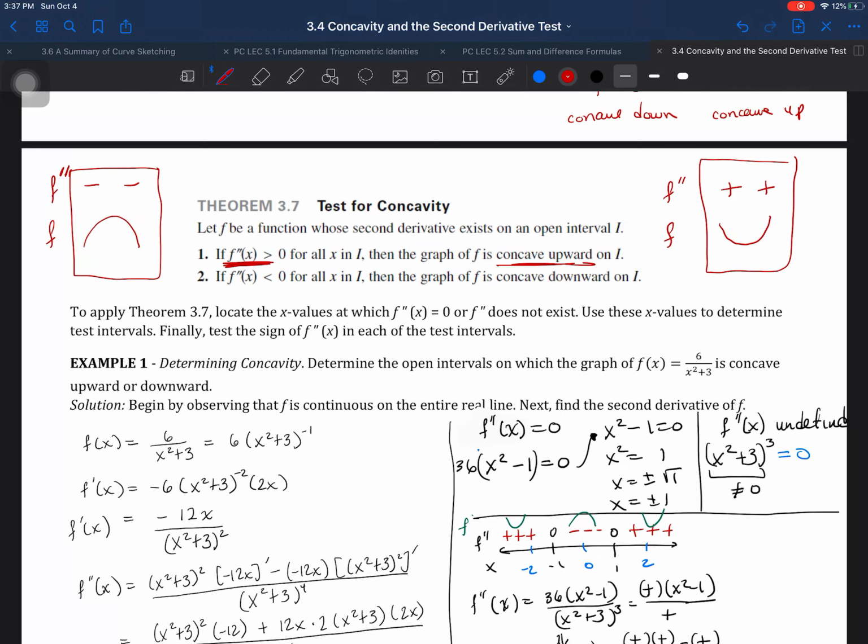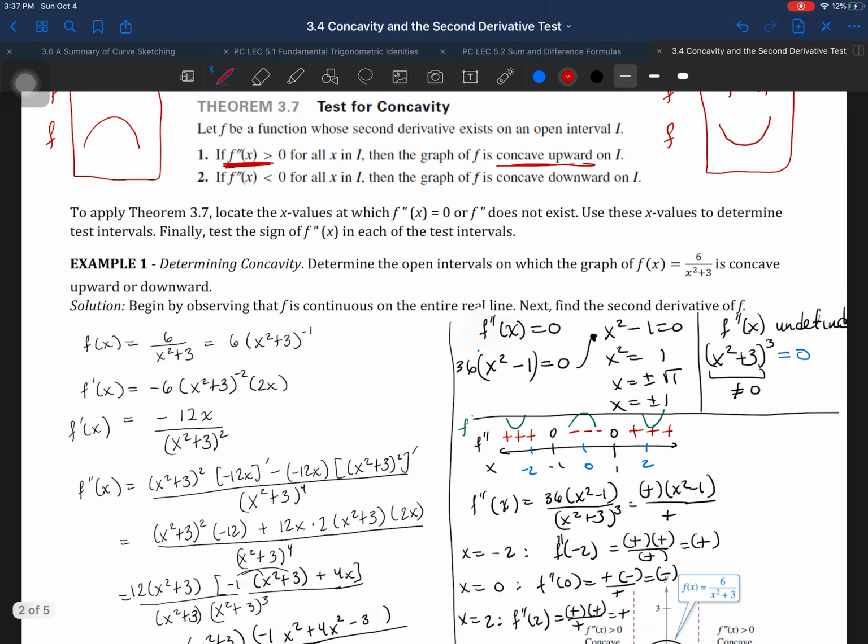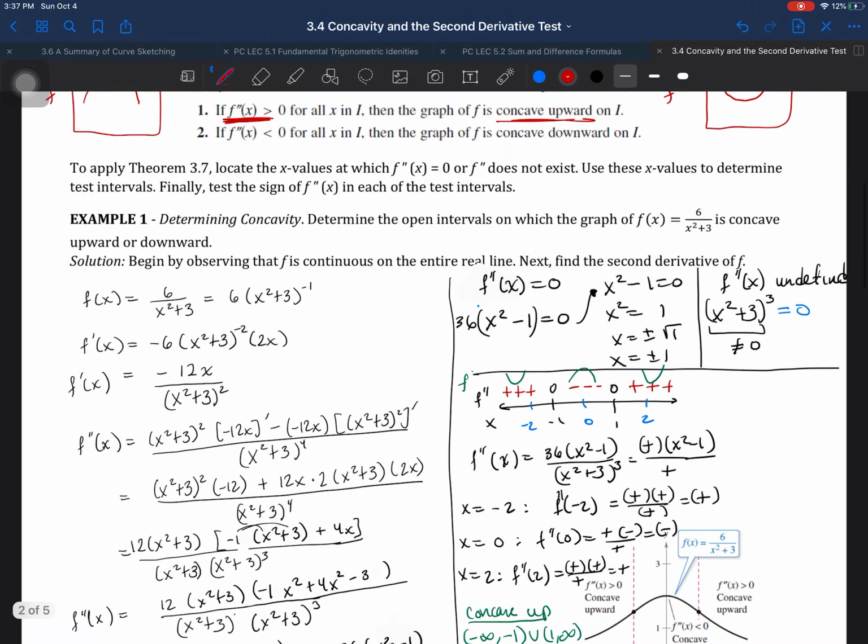So I hope that makes sense. Just remember that picture because we're going to be using that a lot in this section. So here we go.